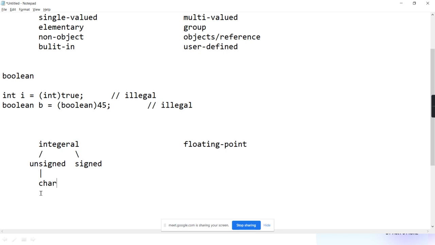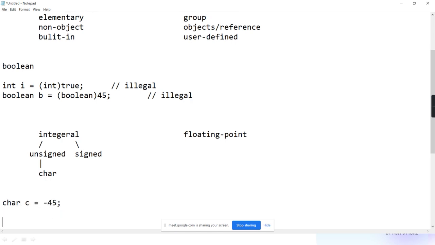Whenever you try to give a negative value to a character variable in Java, like Character c equal to -45, will Java generate an error? If you want, I'll show you a simple program. Yes, it has to, because Java says characters can only have unsigned values.